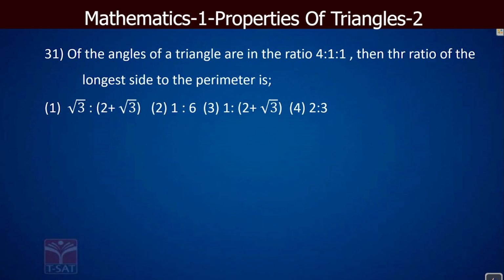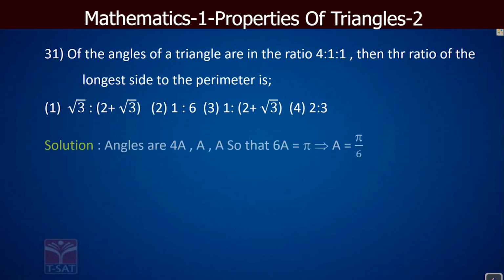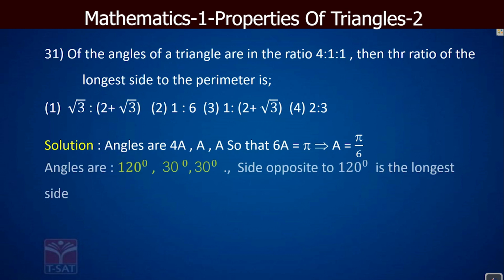Next, the angles of a triangle are in the ratio 4:1:1. That means an isosceles triangle. Then the ratio of the longest side to the perimeter is: 1) √3 : 2 + √3, 2) 1:6, 3) 1 : 2 + √3, and 4) 2:3. This is JEE 2003. Angles, you can suppose, are 4A, A and A. So that 6A = π and A = π/6. So angles are 120 degrees, 30 degrees and 30 degrees.